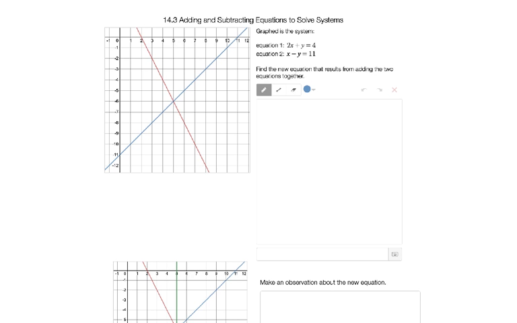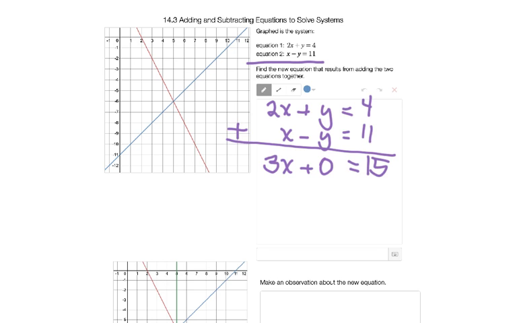All right, so now, take a look. I want you to take those two equations right up here, and I want you to find the new equation that results from adding the two equations together. Do that right now. So hopefully you can see what I did. I took 2x, added another x, I get 3x. I have y, and I add a negative y to it. What do I get? 0. 4 and 11 is 15. So what is my equation? 3x is equal to 15.